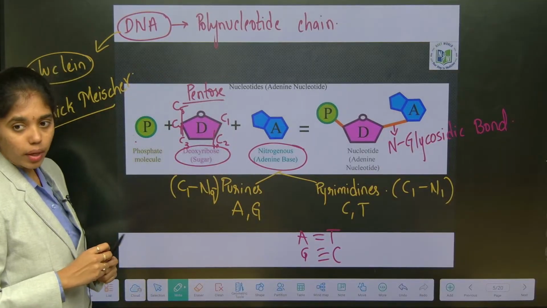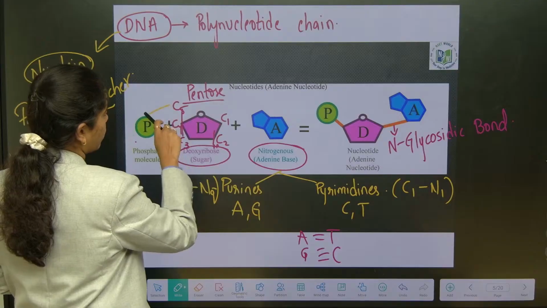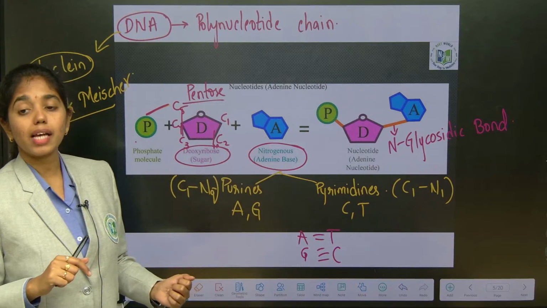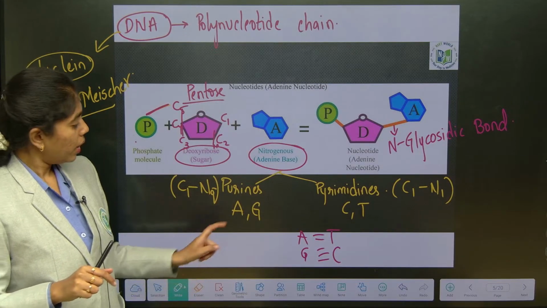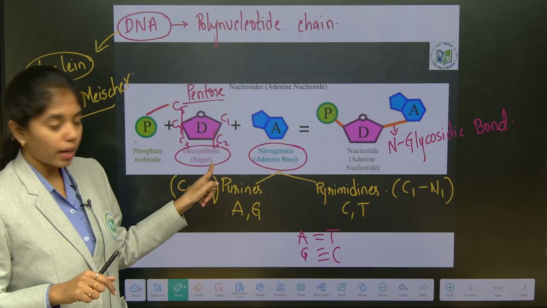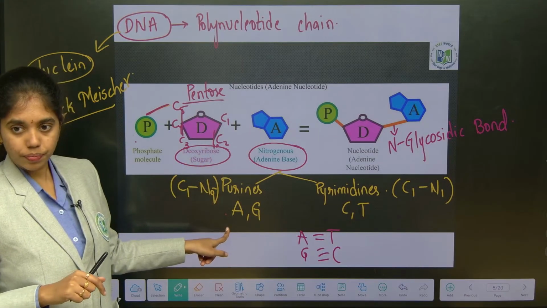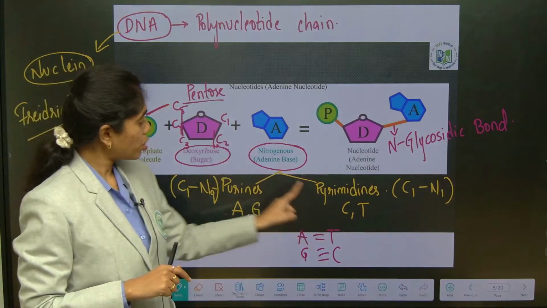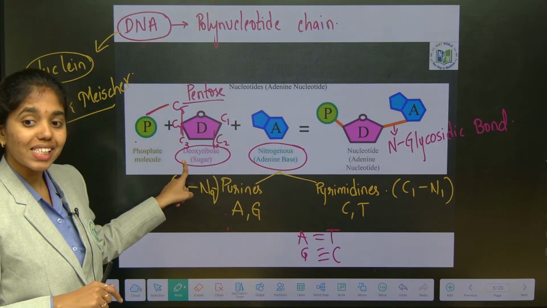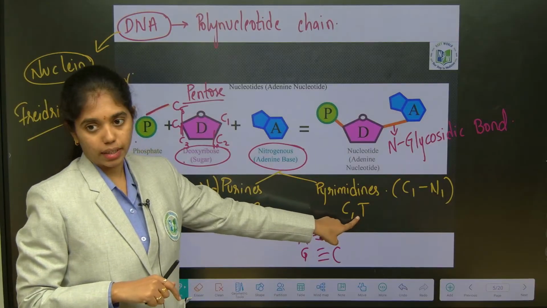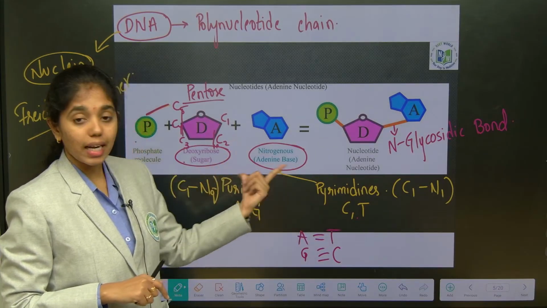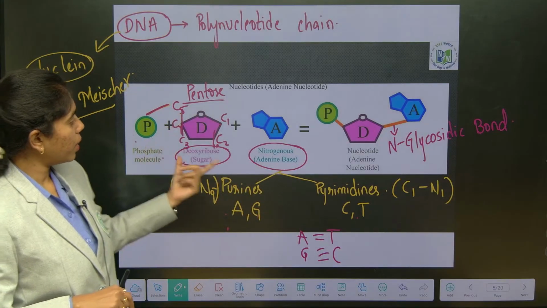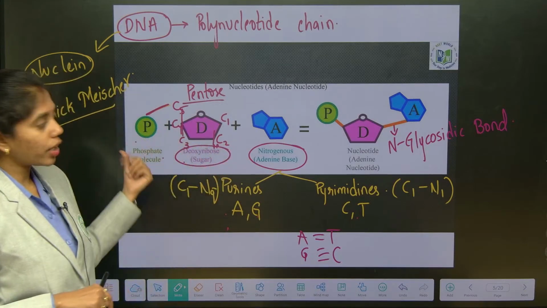Second point, the phosphate group is bound to the 5th carbon of the sugar. Remember, sugar along with a nitrogen base is called a nucleoside. For example, if adenine binds to the sugar, you call it deoxyadenosine. If guanine binds, it is deoxyguanosine. Cytosine binding to deoxyribose is deoxycytidine, and deoxythymidine if thymine is binding. These are the names for nucleosides. Nucleotide means a phosphate group is bound to the 5th carbon of this nucleoside.